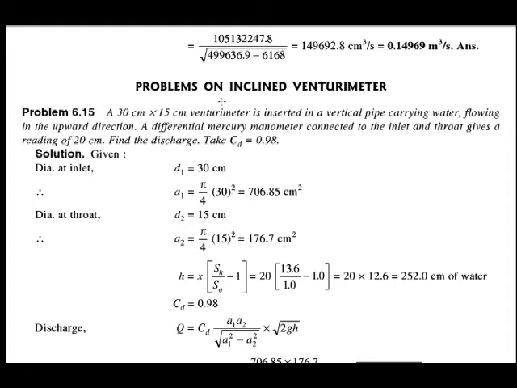So the first problem is: a 30 centimeter into 15 centimeter venturimeter is inserted in a vertical pipe carrying water flowing in the upward direction. A differential mercury manometer connected to the inlet and throat gives a reading of 20 centimeter. Find the discharge. Take the value of CD as 0.98.